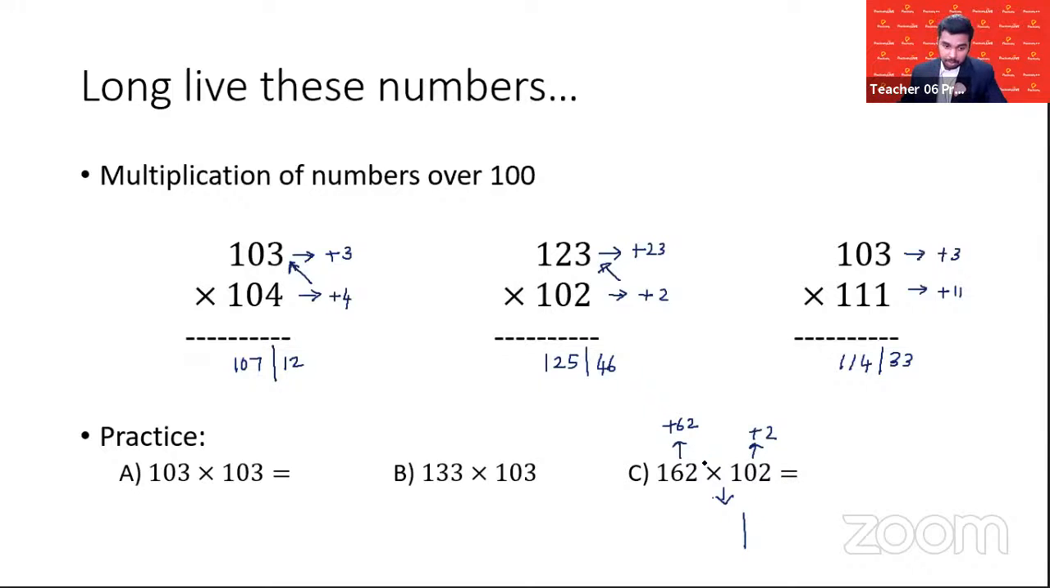But remember, the base is 100. The base here is 100. So you have to write it. It is 62 multiplied by 2, which is 124. So 1 is written as a carry, and you do cross addition. So it's 164. The answer is going to be 16524.